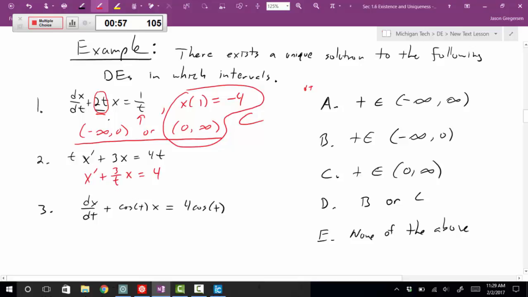I get this is my equation. This is A of t. This is F of t. Okay, so now we can see that this one's going to be D as well. t can't be equal to 0.